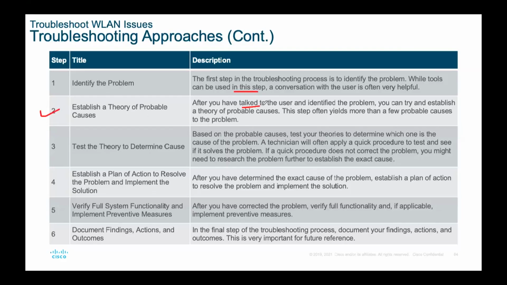After you have talked to the user and identified the problem, you can try and establish a theory of probable causes. This step often yields more than a few probable causes to the problem. Step 3, test the theory to determine the cause. Based on the probable causes, test your theories to determine which one is the cause of the problem. A technician will apply a quick procedure to test and see if it solves the problem.